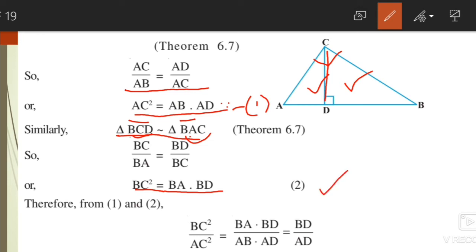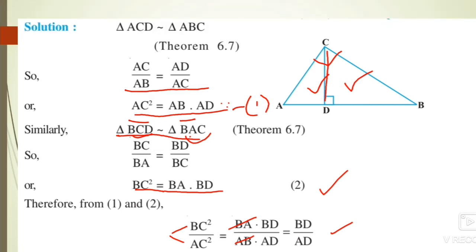Now from equations 1 and 2, if you divide equation number 2 by equation number 1, you will get BC square by AC square is equal to BA into BD by AB into AD. AB and BA will cancel each other, so the result is BD by AD, which we had to prove. In this way you solve this example.